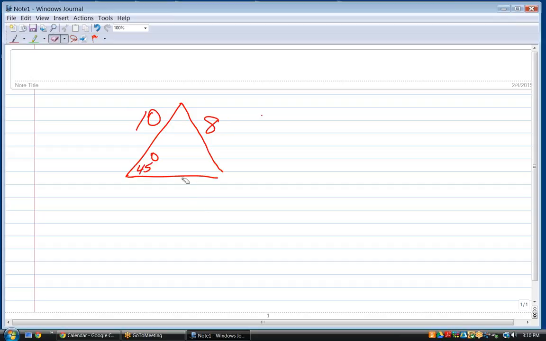You are given a triangle with those two sides and that angle. Okay? Now, solve this triangle.